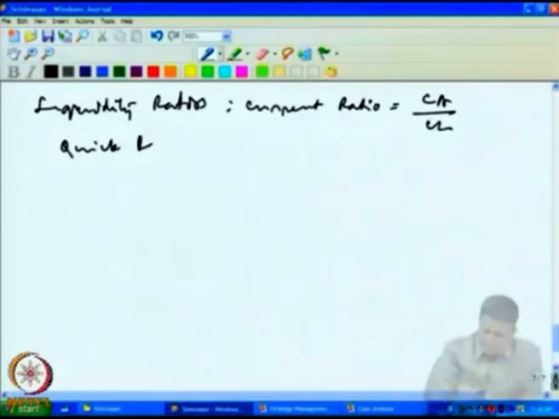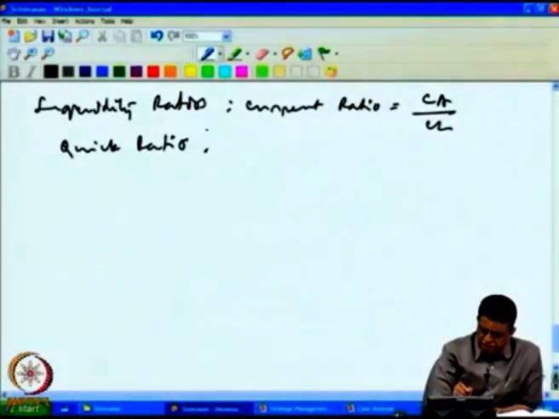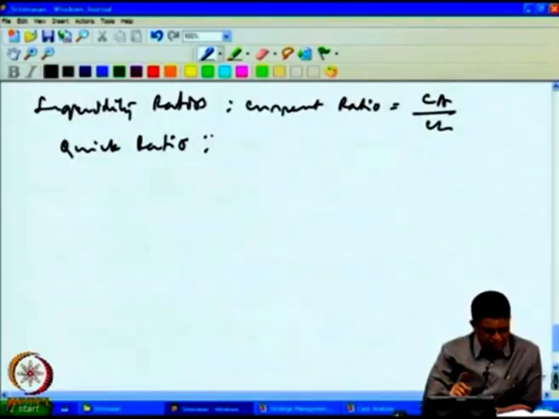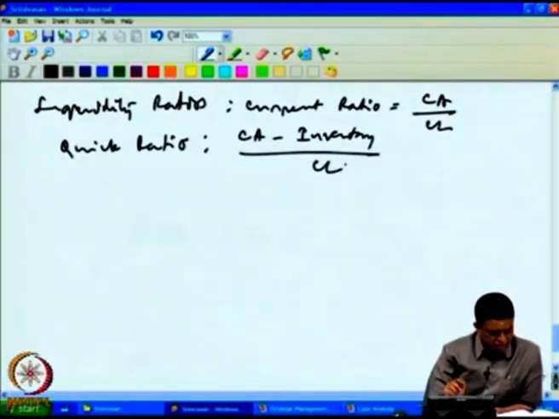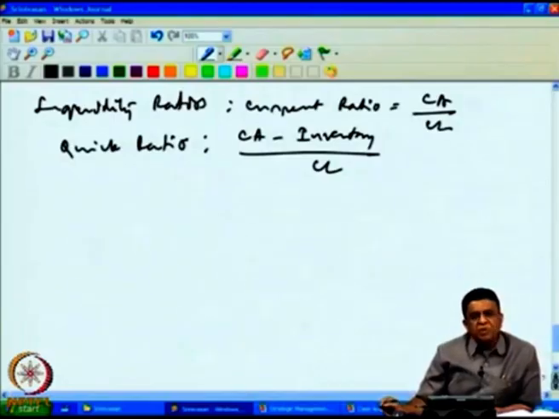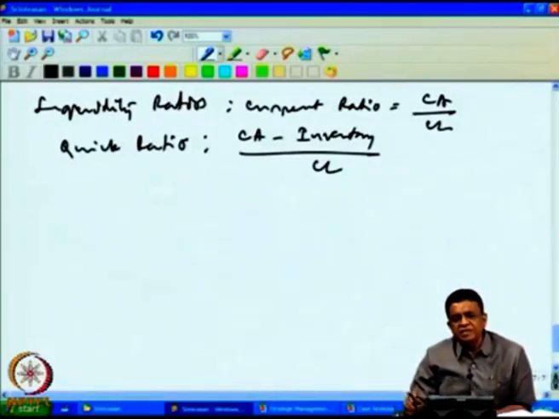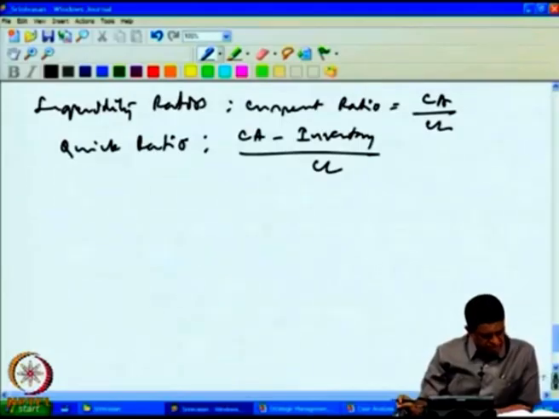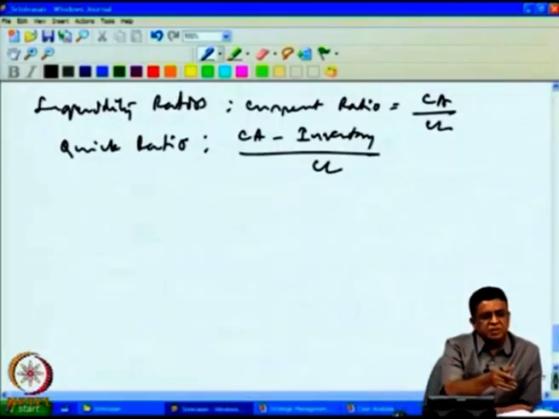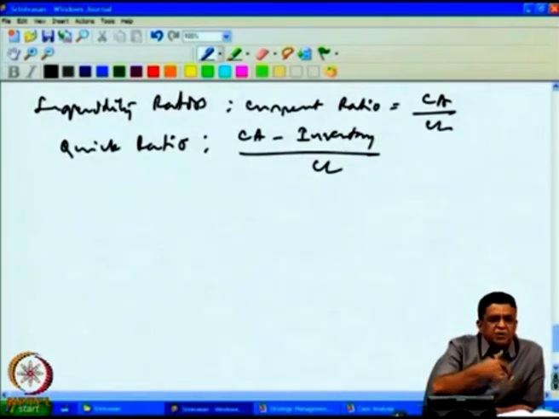The other ratio which companies look at is also called the quick ratio. What is the quick ratio? You are looking at the same current ratio, but adding one more term into it, that is, current assets minus the inventory, divided by current liabilities. Why do you want to take out this inventory? Because inventory is something which you feel may not be able to convert immediately.